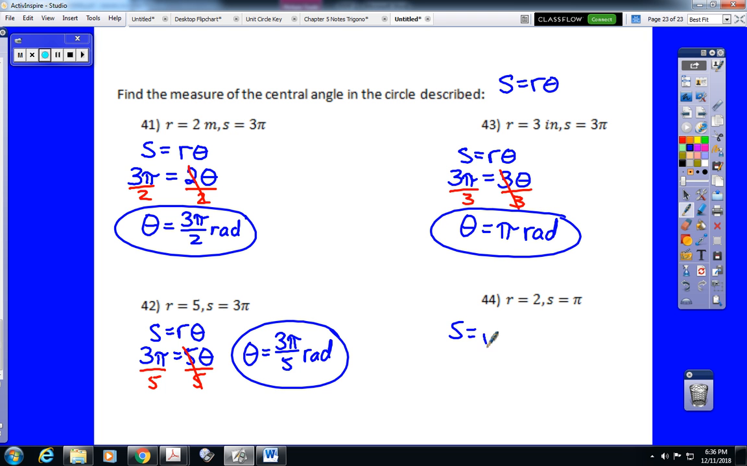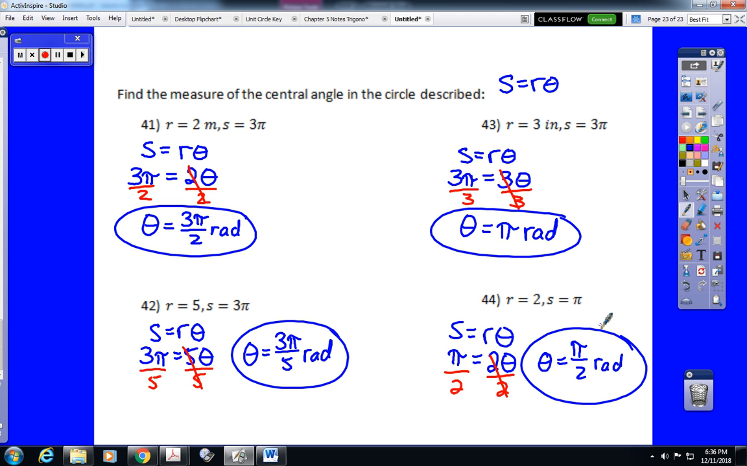Finally, S equals R theta on number 44. So that would be pi equals 2 theta. Divide by 2. And we get the central angle is pi over 2 radians. Pretty simple, pretty simple. That does it for page, I believe, 5.